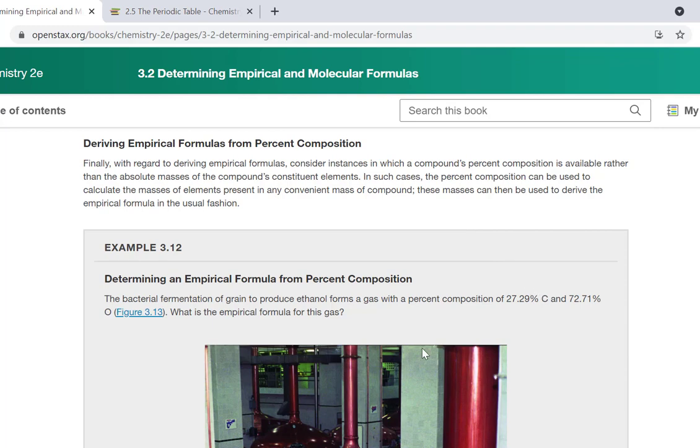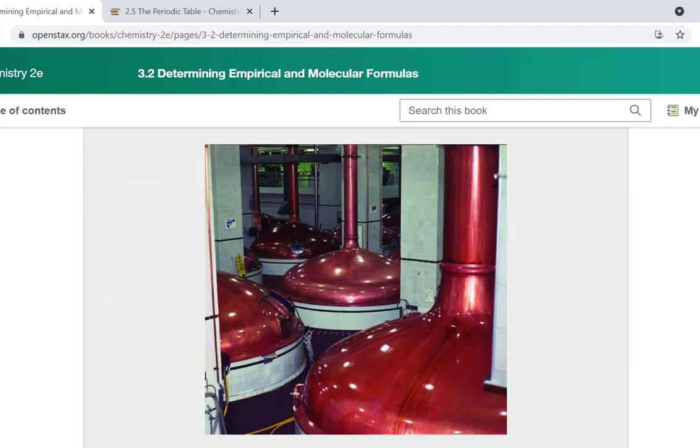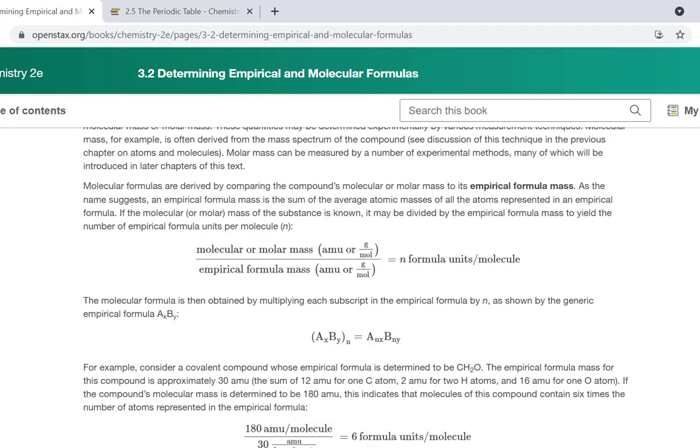So for example, if you had 27.29%, you could call that 27.29 grams. 72.71%, you would call that 72.71 grams. And then you would go through and you would do your calculation, the same as we've done before. So there's some examples of that as well. So again, feel free to go through those.